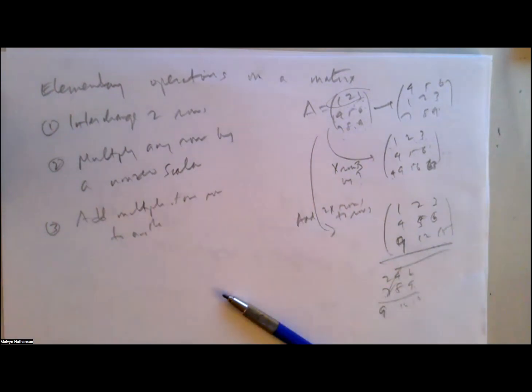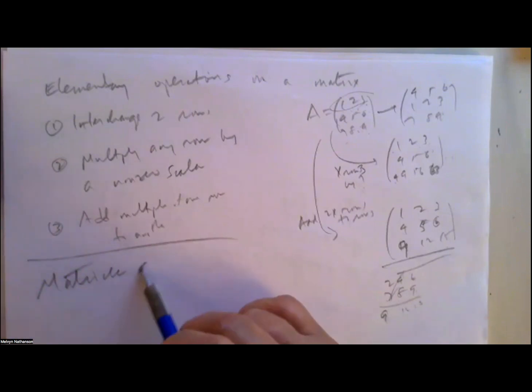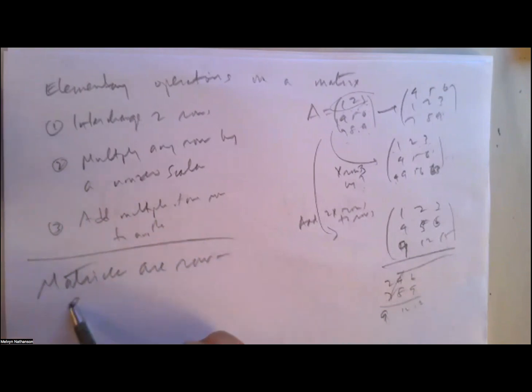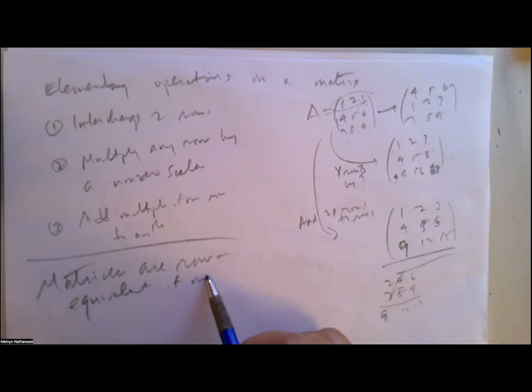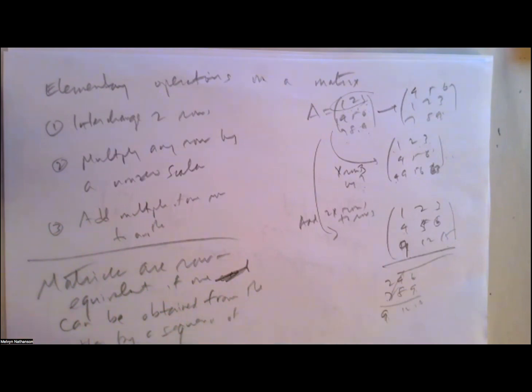Okay. And we say matrices are called row equivalent if one can be obtained from the other by a sequence of elementary row operations.